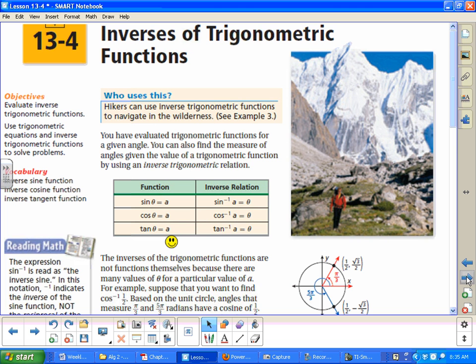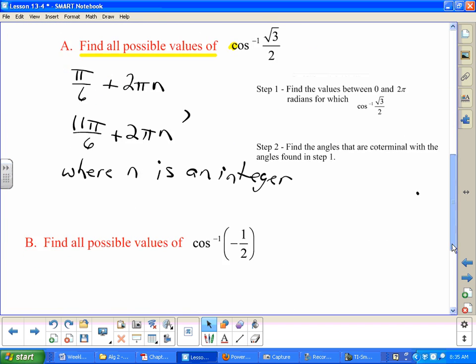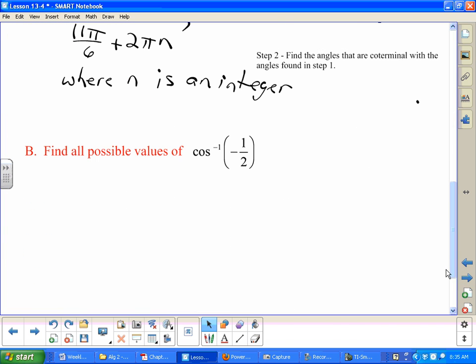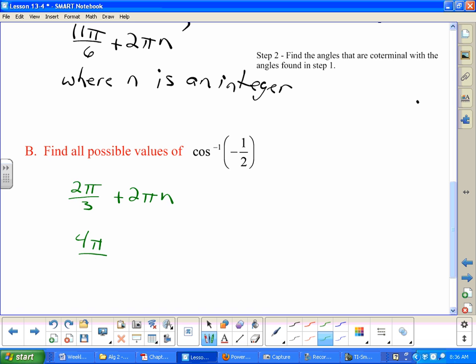So my answer will be 2 pi over 3 plus 2 pi n and 4 pi over 3 plus 2 pi n. And yes, you always have to say this, where n is an integer.